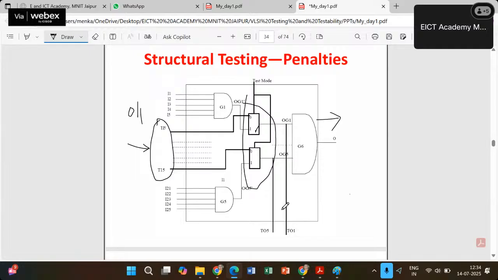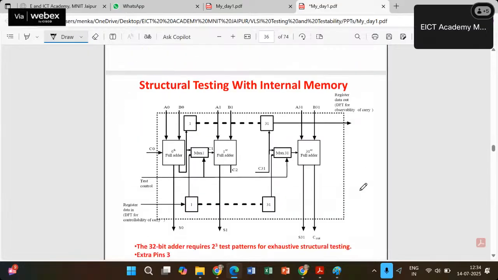This multiplexer is again made up of logic gates, and that is going to add fault sites. So this is the penalty we are going to pay. It means a much more complex, multi-layer circuit, and the number of levels is increasing. It means we have to pay more for the test of that particular circuit. So that is structural testing. And yes, with the help of internal memory, that can be done. Related to how the internal memory will be working.